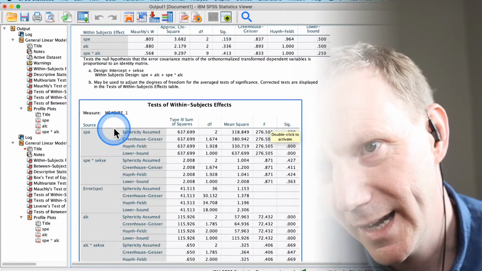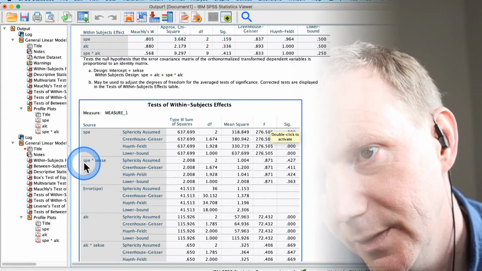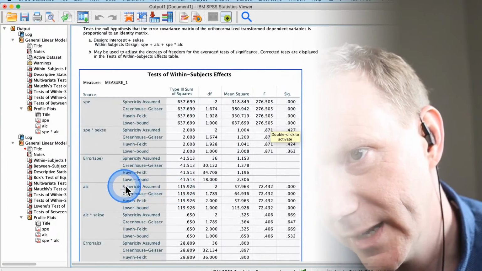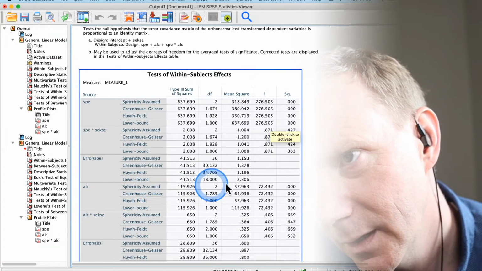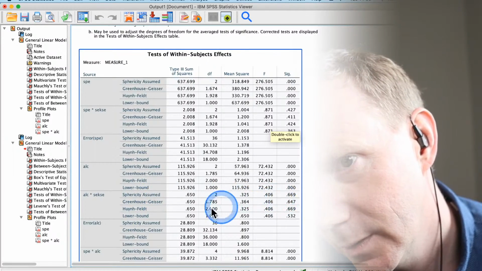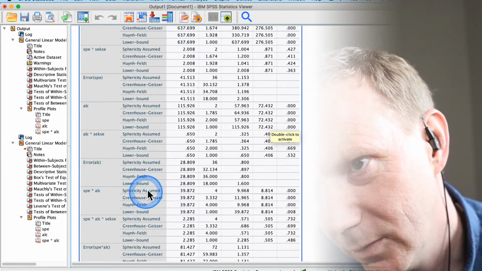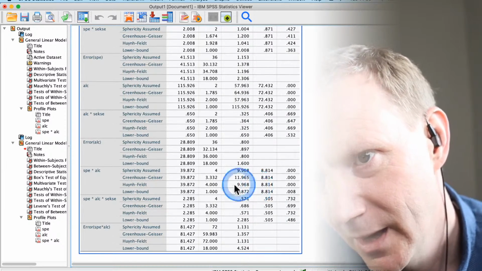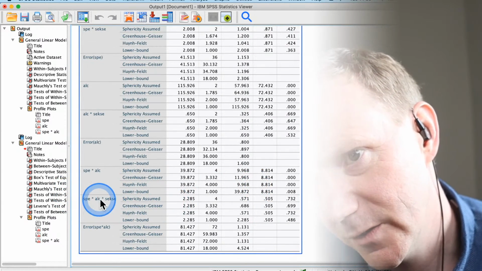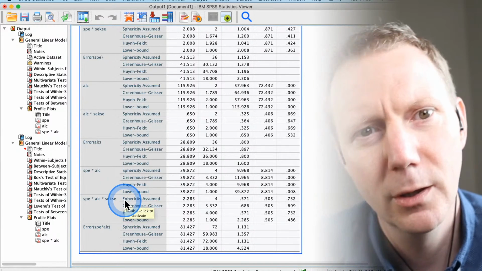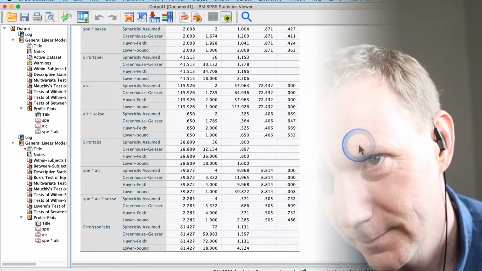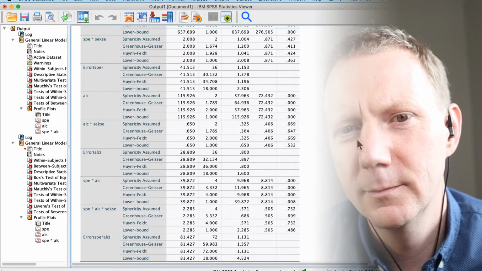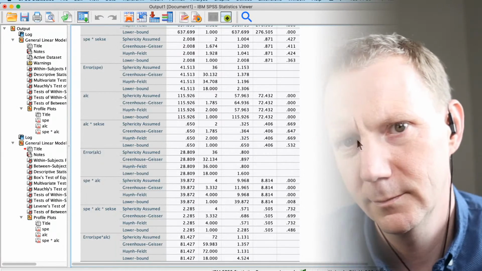So we could again look at the main effect of speed, the interaction of speed with gender. We see the main effect of alcohol and the interaction with gender. We see the interaction of speed and alcohol on its own, which we already determined was significant. And we see the interaction of speed, alcohol, and gender. What is your conclusion based on the things that you're seeing now? Gender doesn't make a difference?